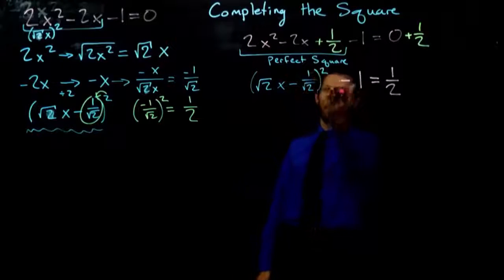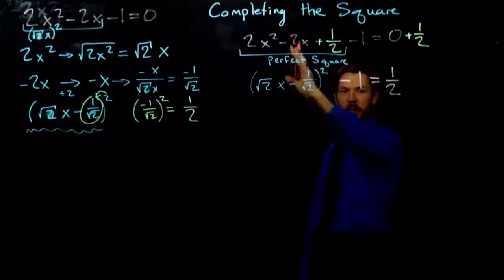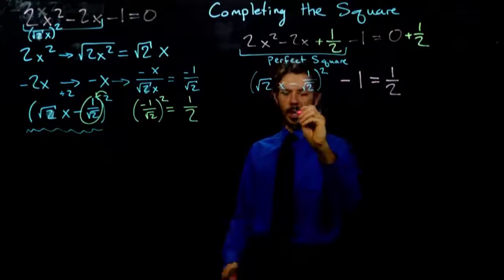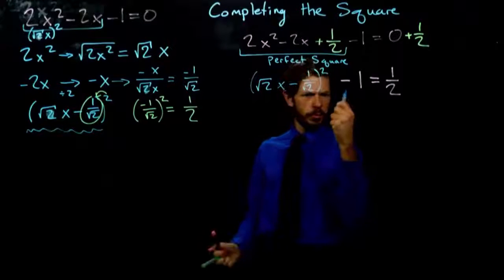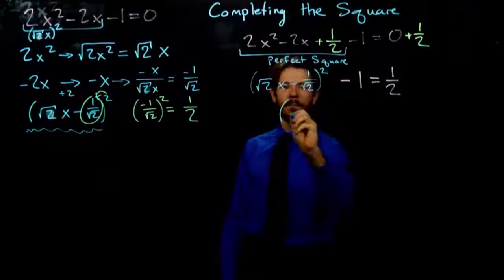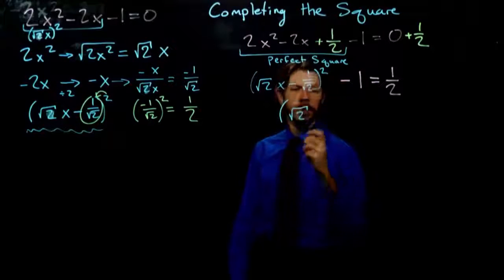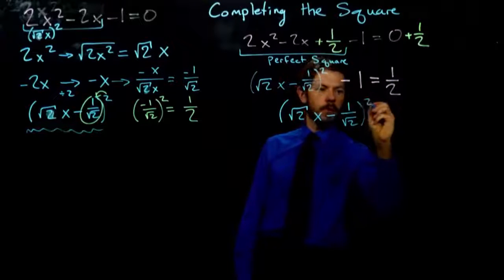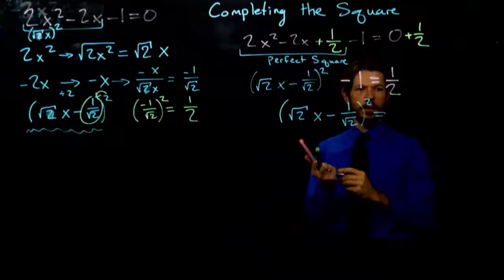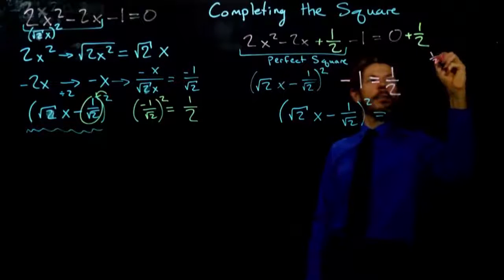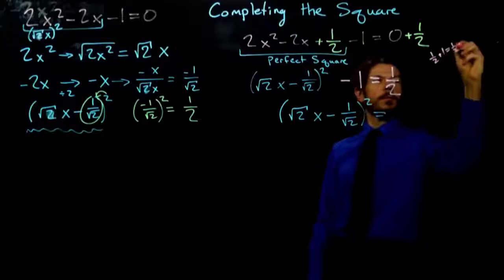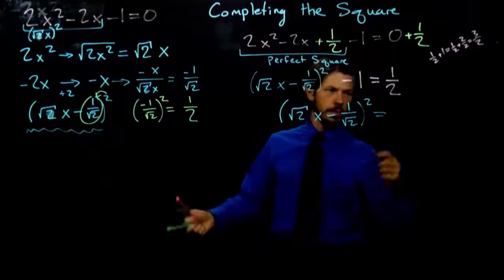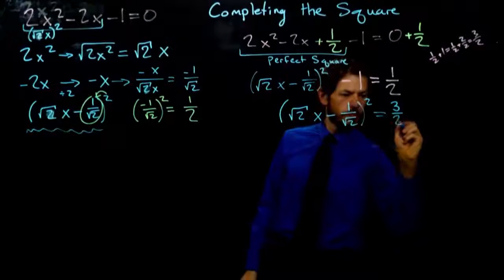We're going to solve, which means we want to isolate what's being squared. We're going to add 1 to both sides. So this will become, you know what, I'm liking blue. Let's write in blue. Square root of 2 x minus 1 over square root of 2 squared is equal to, let's see here, 1/2 plus 1 is 1/2 plus 2/2 is 3/2. 3 over 2.